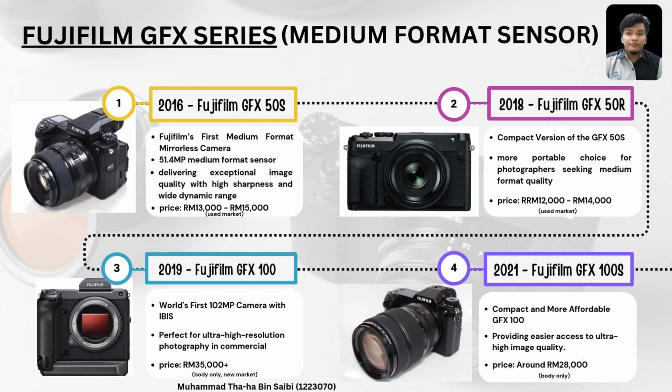Fujifilm GFX series uses a medium format sensor. The GFX series delivers exceptional image quality and is ideal for professional photography. The first model of the GFX series, in the year 2016, is the GFX 50S. This is the first medium format mirrorless camera. This camera featured a 51.4 megapixel medium format sensor and delivered exceptional image quality, high sharpness and wide dynamic range.